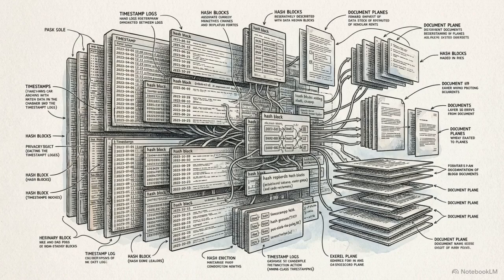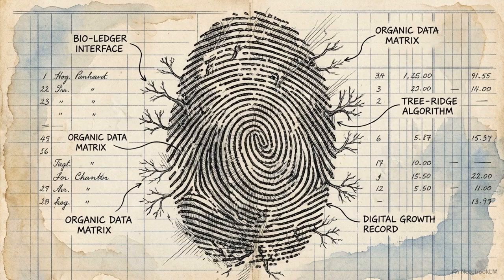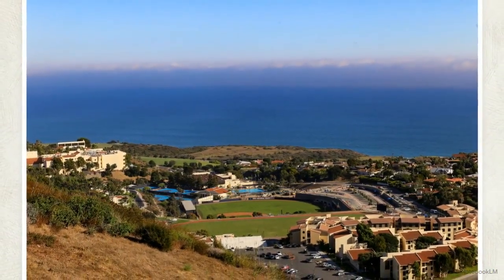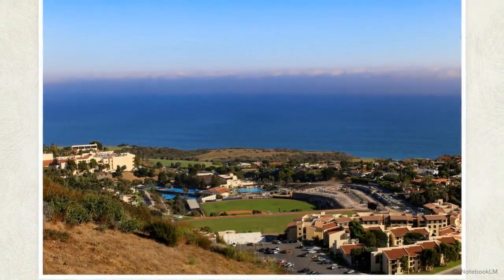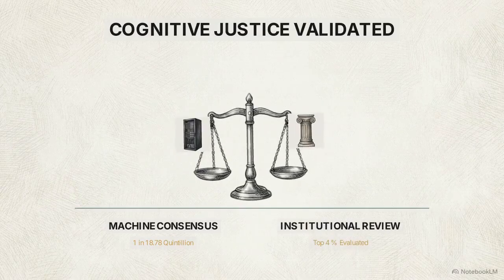This is the 18.78 quintillion wall. It documents a spontaneous alignment across 7 independent AI models. The name reflects the statistical probability, 1 in 18.78 quintillion, of such a convergence occurring by chance. This consensus provides forensic documentation that the system remains grounded in human context. This architecture has passed institutional due diligence, placing in the top 4% of 2,300 tech companies evaluated at Pepperdine. The operationalization of cognitive justice has successfully passed both machine consensus and elite institutional review.